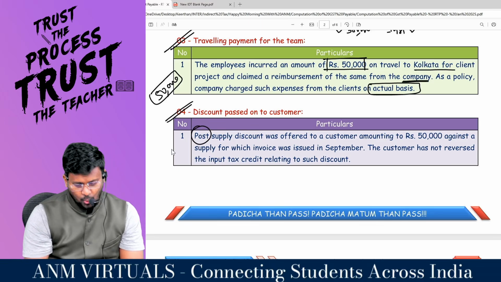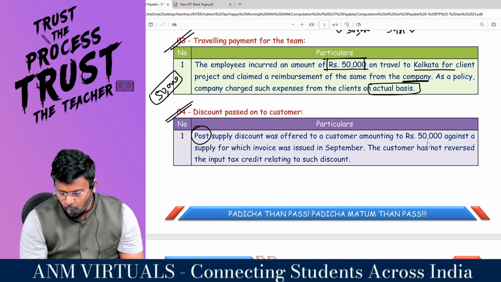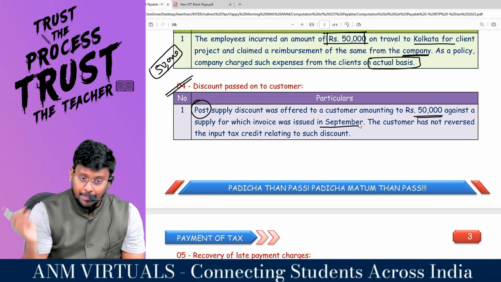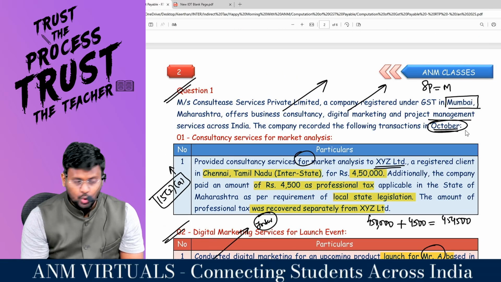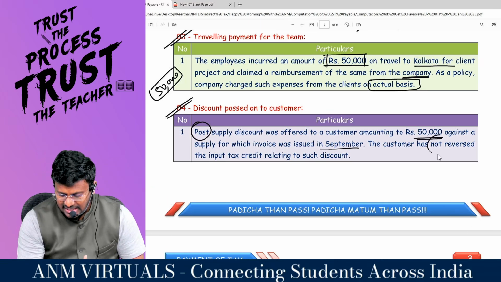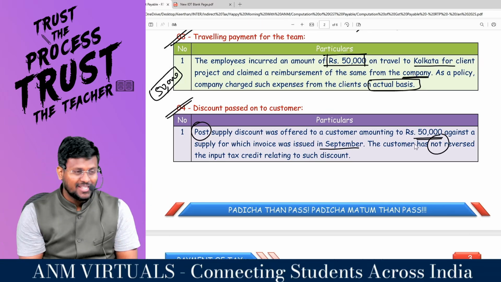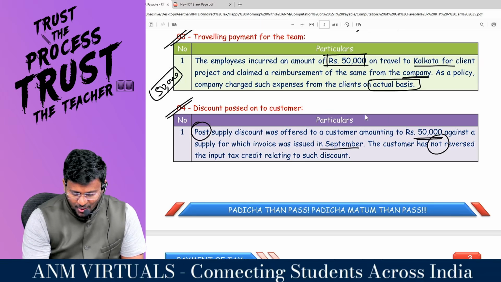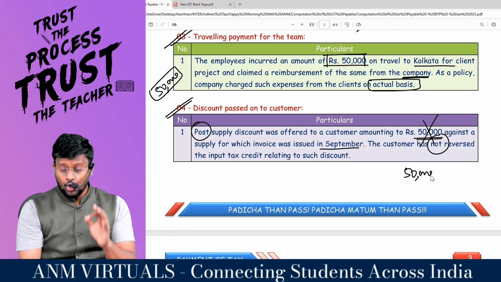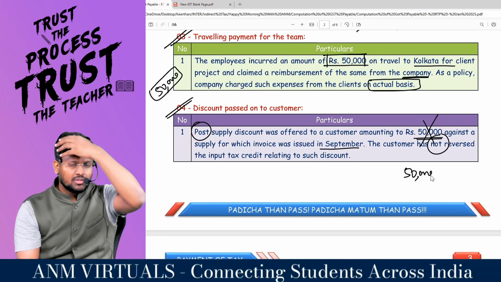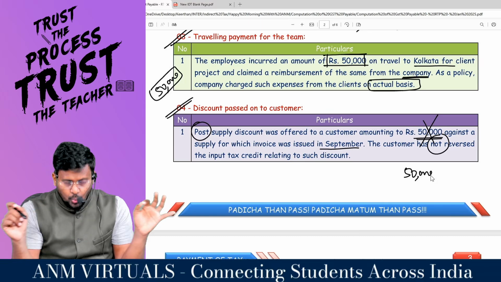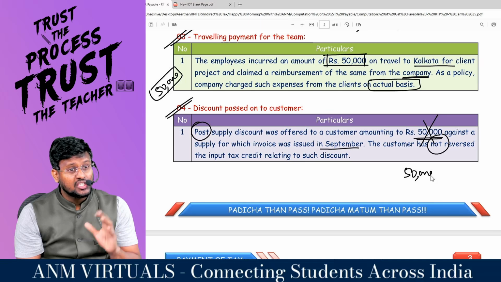Discount passed on to the customer. Post supply discount was offered to a customer amounting to rupees 50,000 against a supply for which invoice was issued in September. This is, sir, for October. That is why it is called a post supply discount. So the supply has been made earlier, and the customer has not reversed the ITC relating to such discount. That means no adjustment has to be done with regard to this 50,000. Comfortable? Because in order to do the adjustment for post-supply discount, 3 conditions should be satisfied. There should be an agreement and it should be linked to specific invoices, and also proportionate ITC should be reversed by the recipient.